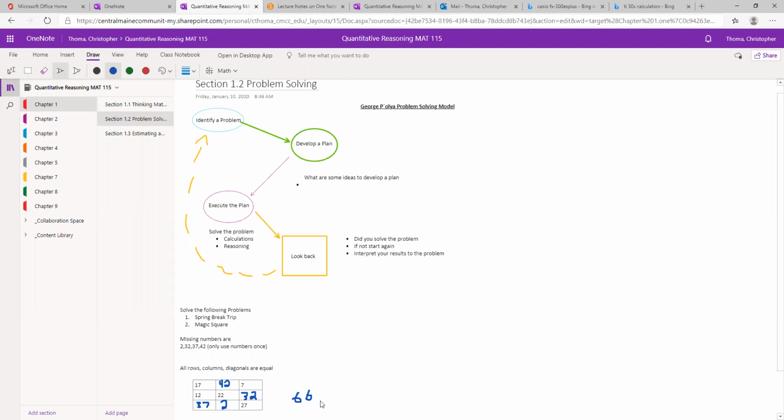Yep, so Zach said he did the same thing, added up the numbers going diagonal to find it. Anyone go any other route? Not enough to share yet, huh?